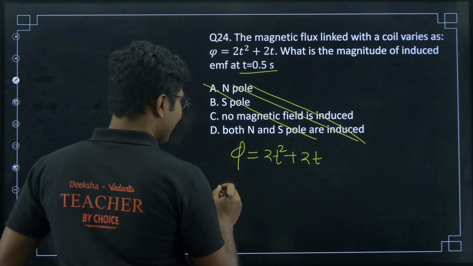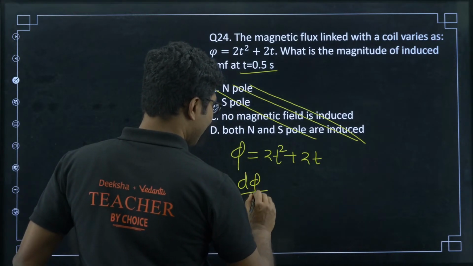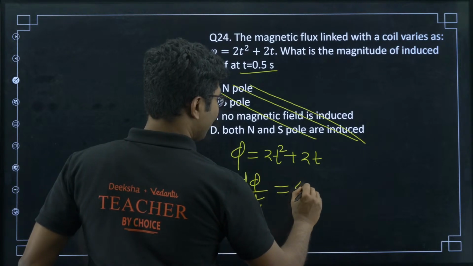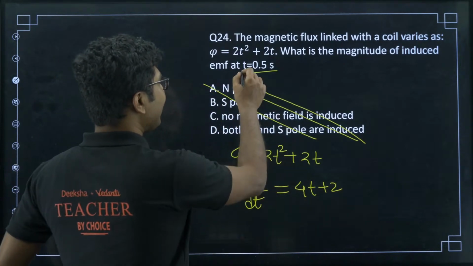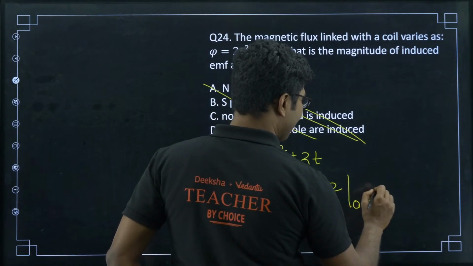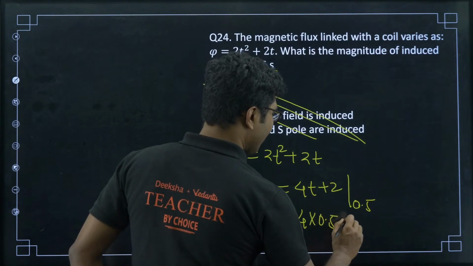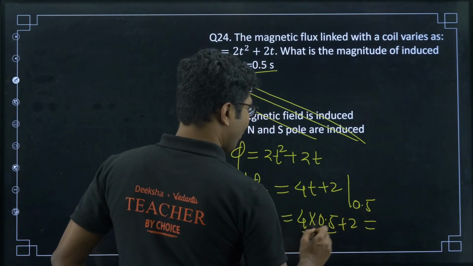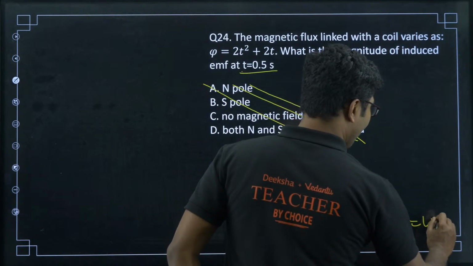Okay. So, what you have to do, the magnitude of induced EMF is basically d phi by dt. So, it will be 4t plus 2, right. Now, they have given you time t is equal to 0.5. So, you have to put 0.5 in place of t. So, it will be 4 into 0.5 plus 2. So, 0.5 into 4 is 2, plus 2, that is 4 volt, not 2 volt.